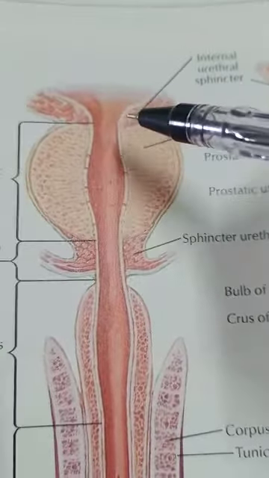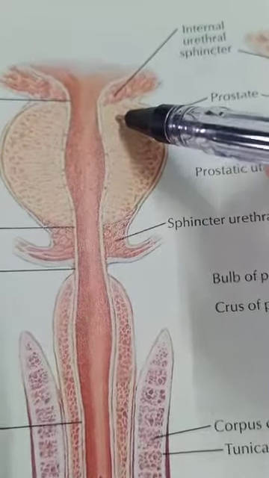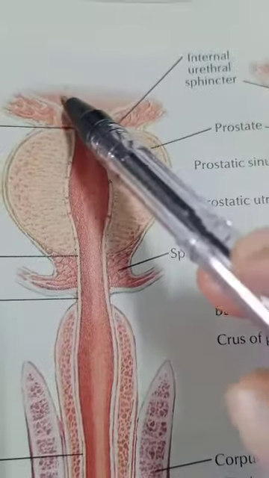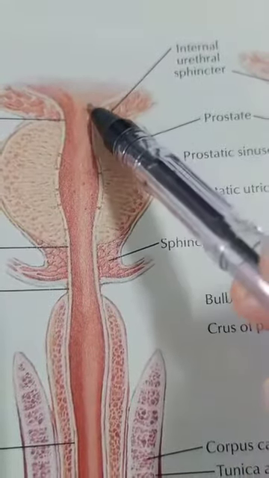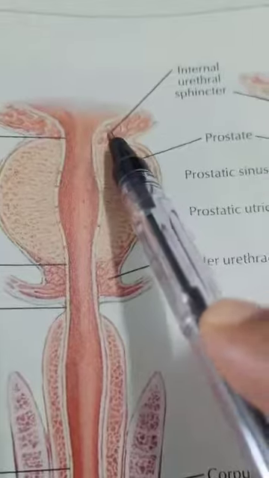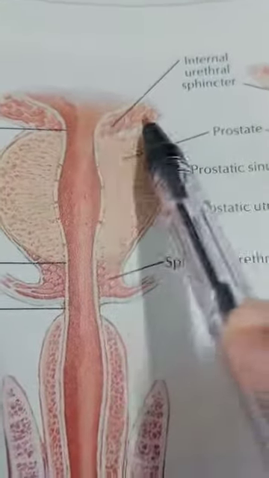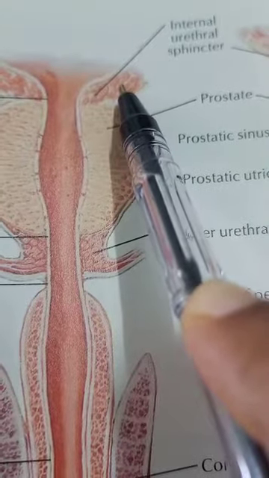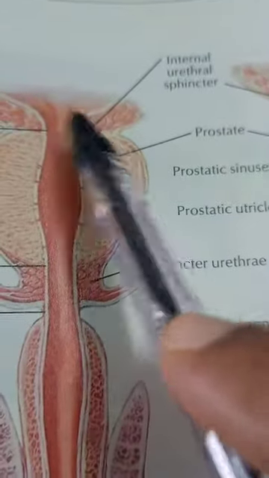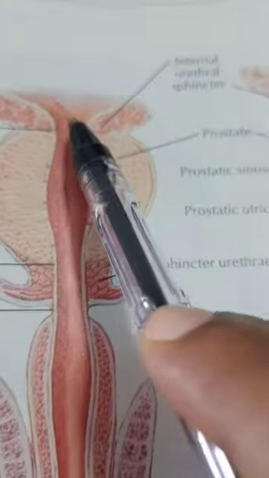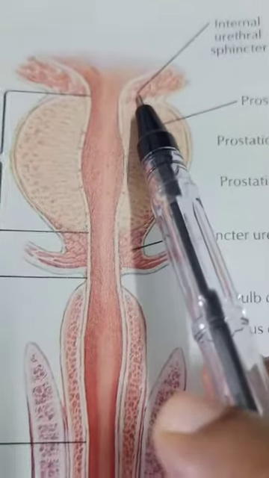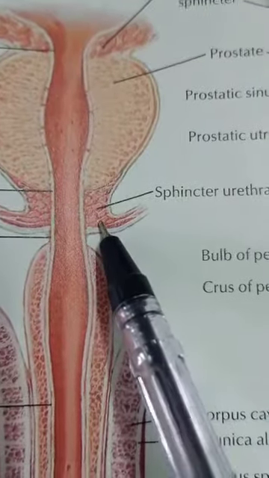So the internal sphincter can be seen. This is made up of smooth muscle fibers, and it's situated at the neck of the urinary bladder. Here comes the urinary bladder neck. Near to the neck of the urinary bladder, we can see the smooth muscles which form the sphincter. So here we can see this is the internal urethral sphincter near to the neck of the urinary bladder. This one is the internal urethral sphincter, and next is the external sphincter.